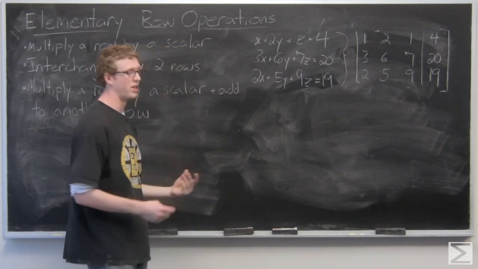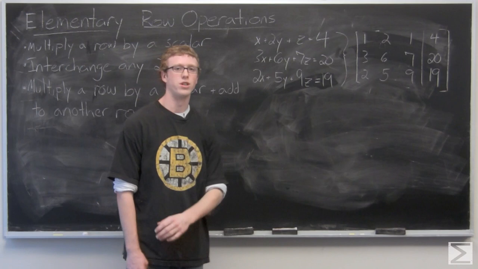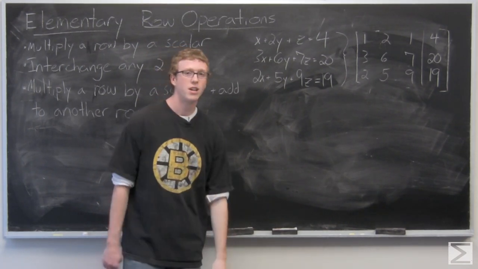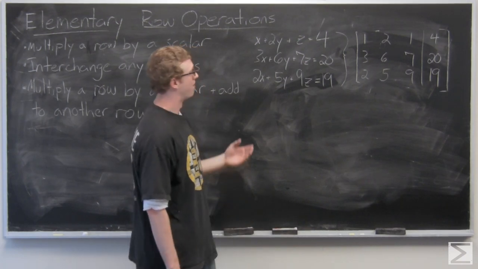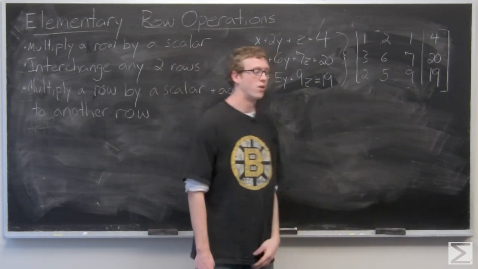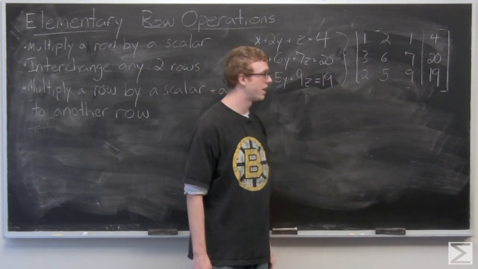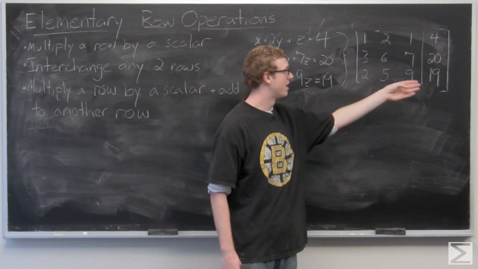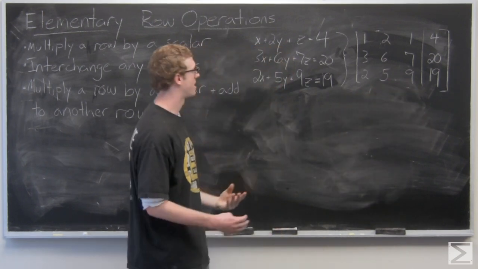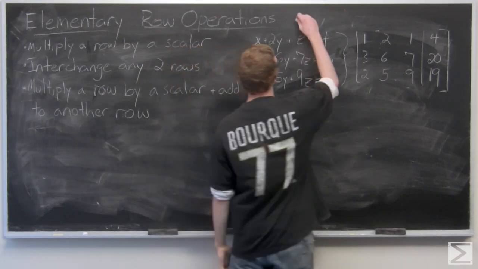So one of the most important applications of matrices is that systems of equations such as this over here on the right can be written as matrices. So over here we have an augmented coefficient matrix: 1, 2, 1, and 4 on the right; 3, 6, 7, and 20; and 2, 5, 9, 19. So basically what that means, we have the system AX equals B.